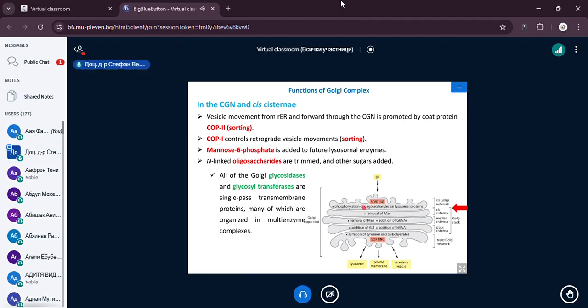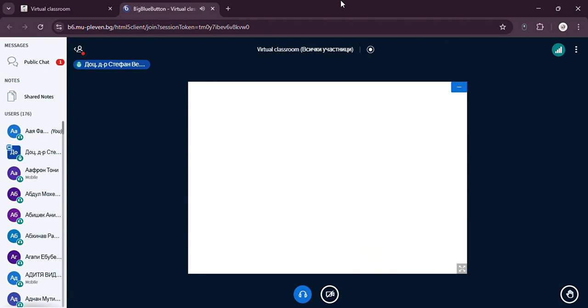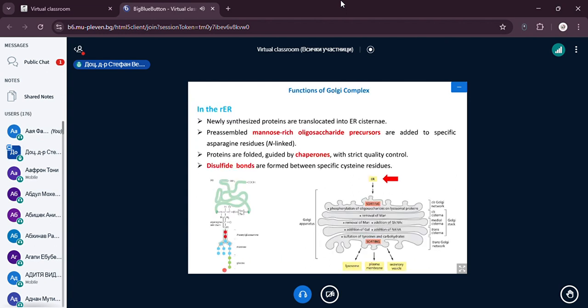Additionally, here in the cis-Golgi network and predominantly in the cis-cisterne, this mannose-rich residue, which has been added as a preformed one in the endoplasmic reticulum, starts to be modified. Some of these residues are being removed by enzymes and others are added in their place. So this residue starts to be modified.